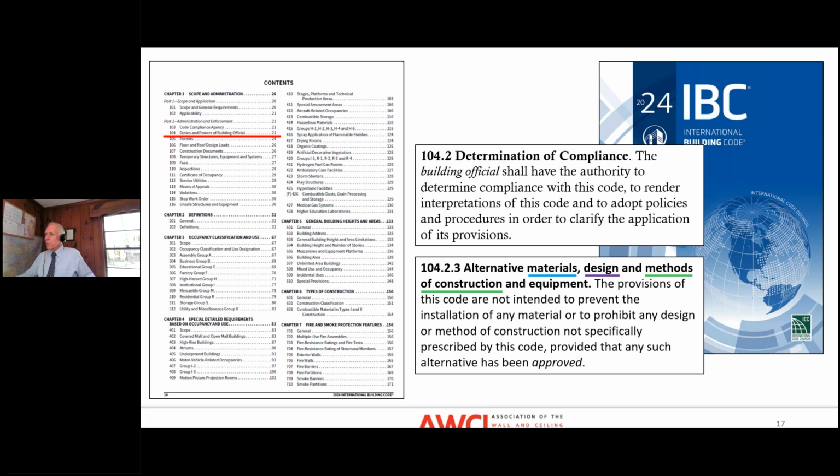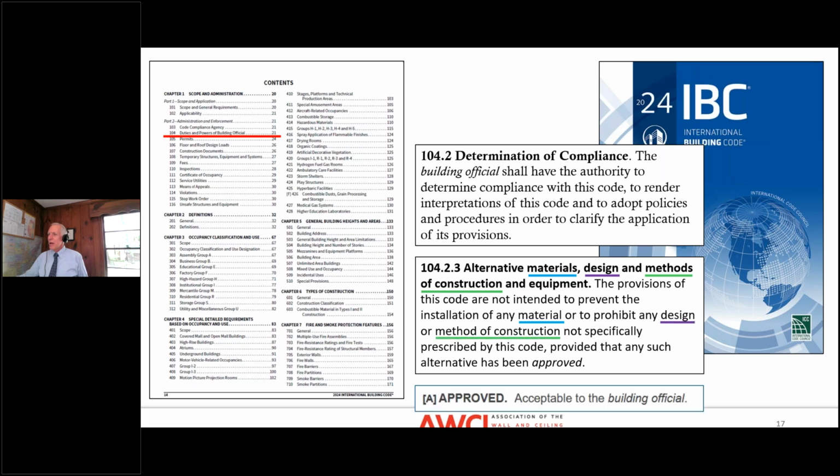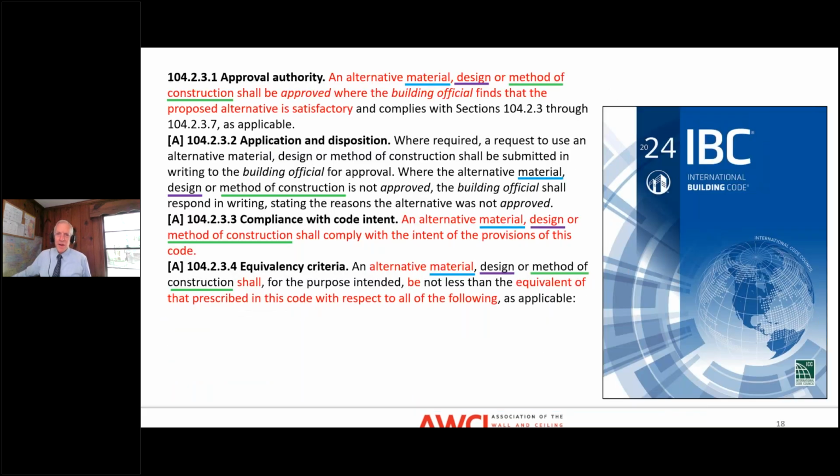And 104.2.3 says alternative materials, design, and methods of construction and equipment. The provisions of this code are not intended to prevent the installation of any material or to prohibit any design or method of construction not specifically prescribed by the code, provided that any such alternative has been approved. Well, what does approved mean? Oh wait, we learned that definition, and the definition in Chapter 2 is acceptable to the building official. All right.